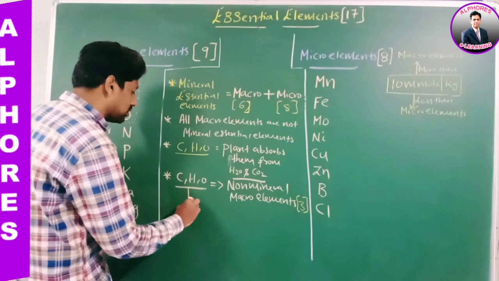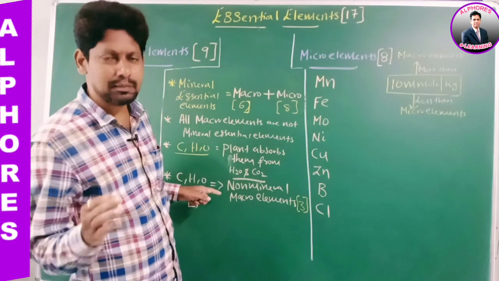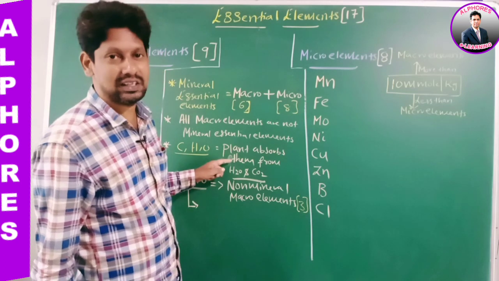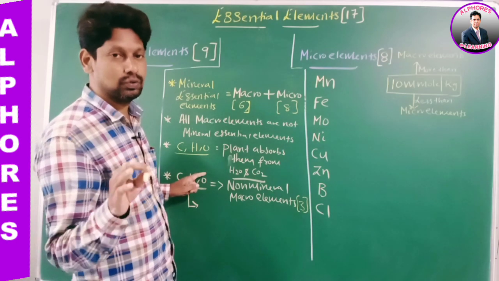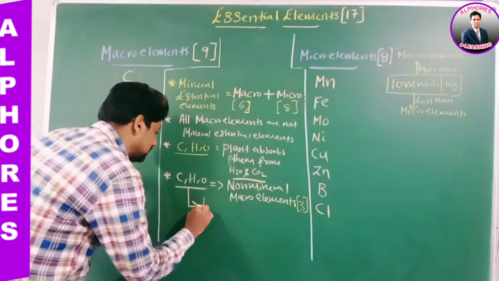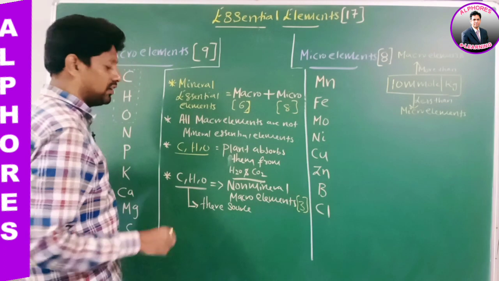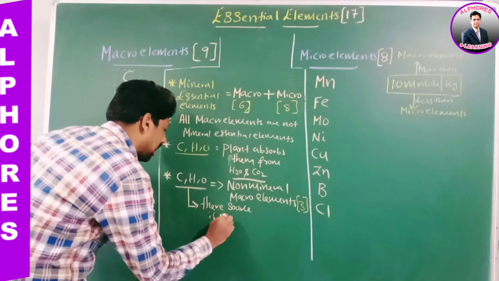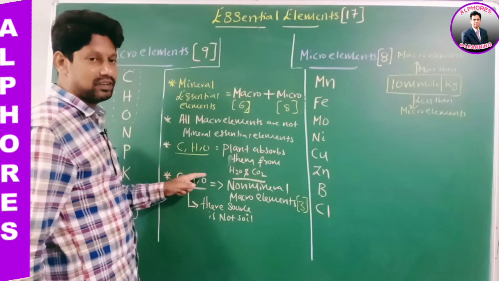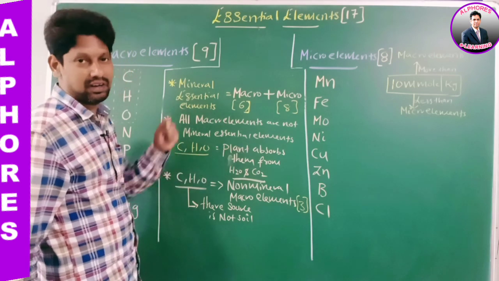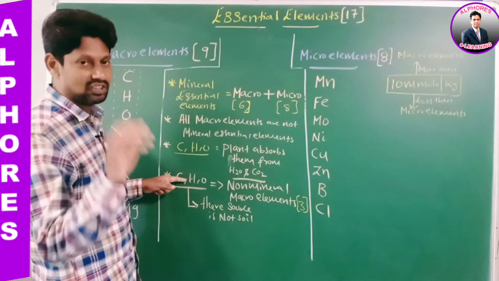Sir, carbon, hydrogen, oxygen, these are the essential elements whose source is not soil. They are not absorbed from the soil. They are absorbed from carbon dioxide and water. Therefore, carbon, hydrogen and oxygen are the essential elements whose source is not soil. Whose source is not soil? Carbon, hydrogen and oxygen, because they are absorbed from water and carbon dioxide. Okay, so are they essential elements? They are essential, but they are not mineral essential elements.